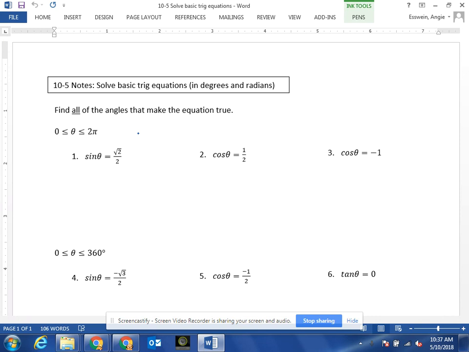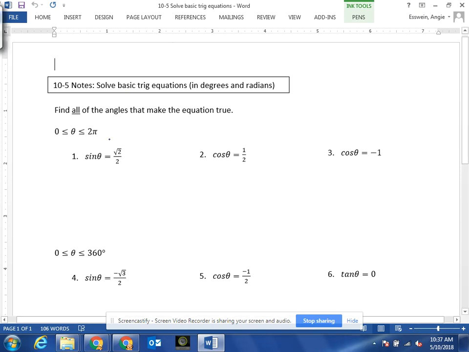But what's the difference about 1 through 3 and 4 through 6? What about the directions for 1 to 3 and 4 to 6? What's the only difference, Roxana? Yeah, the first one is in radians, the second is in degrees, and someone else said that you're going backward, which is exactly correct. The way you do this is you go backward.